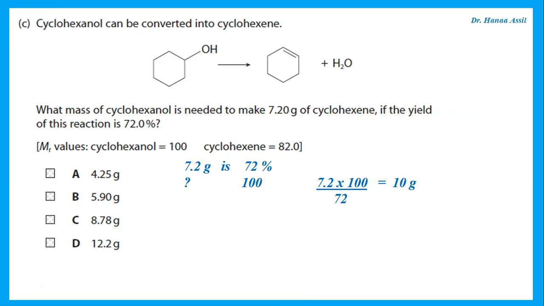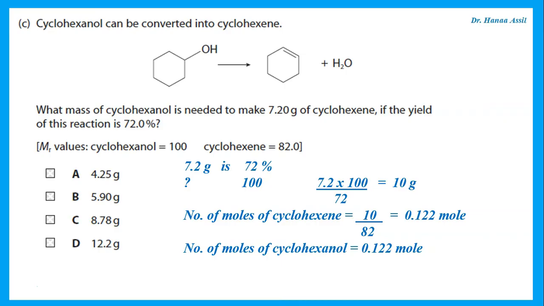So what is the mass of cyclohexanol I started with? Well, let's get the number of moles of the cyclohexene. So that is 10 over the MR of the cyclohexene. So the cyclohexene is 0.122 mole. The cyclohexanol would be the same. It's a 1-to-1 ratio from the equation. Then I can get the mass. The mass is number of moles times the MR of the cyclohexanol. So I should start with 12.2 grams.